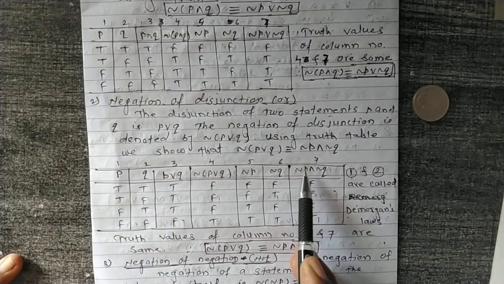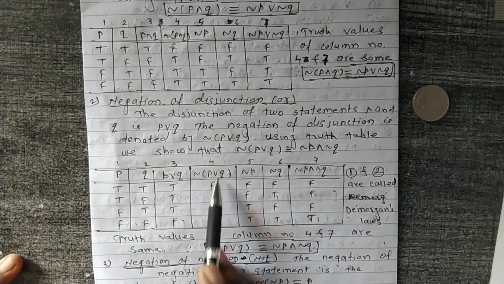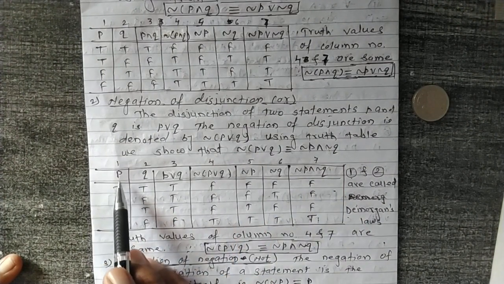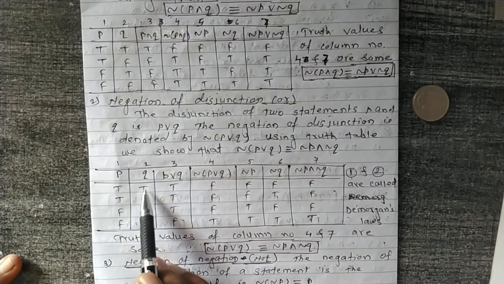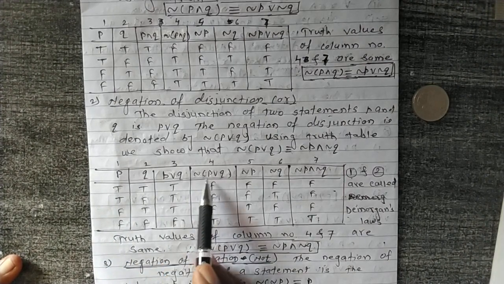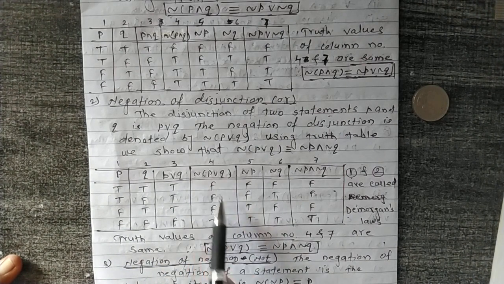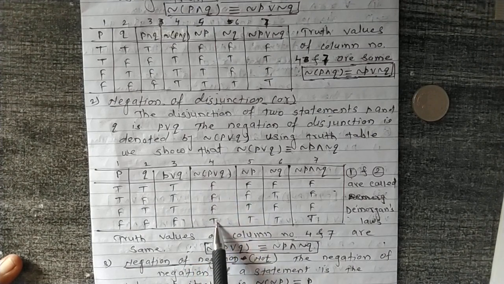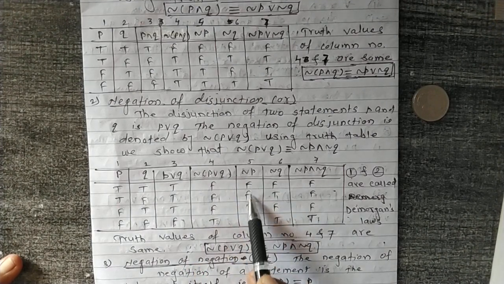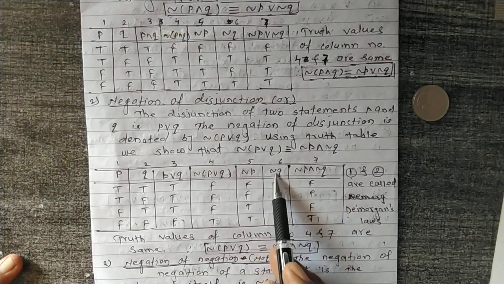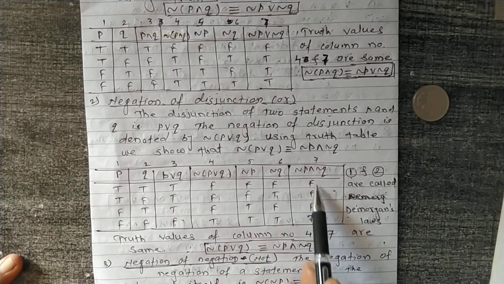Now again you can draw the truth table. We get the truth values of P, TTFF, and truth values of Q, TFTF. Now P ∨ Q has truth values TTTF. Its negation, ¬(P ∨ Q), has truth values FFFT. ¬P has truth values FFTT, ¬Q has FTFT. Now the conjunction of ¬P and ¬Q has truth values FFFT.